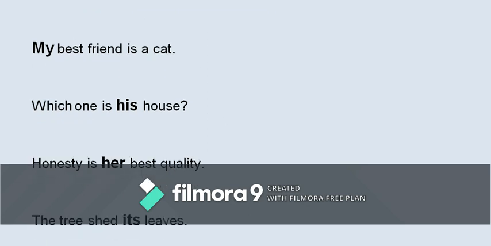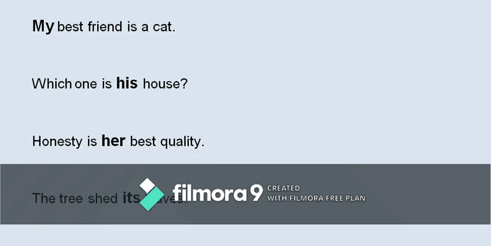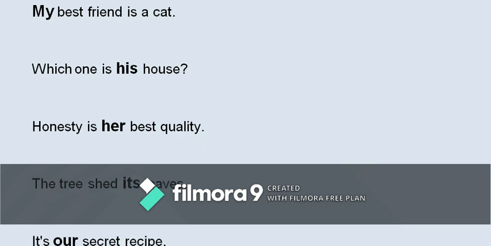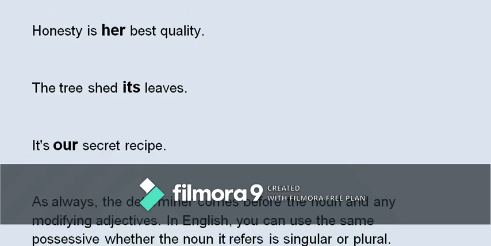in this place. The tree shed its leaves. Leaves is the noun and its is the possessive or the determiner used. It's our secret recipe. Recipe is the noun, secret is qualifying, the adjective is used, and our is the possessive or the determiner used in this case. As always, the determiner comes before the noun.